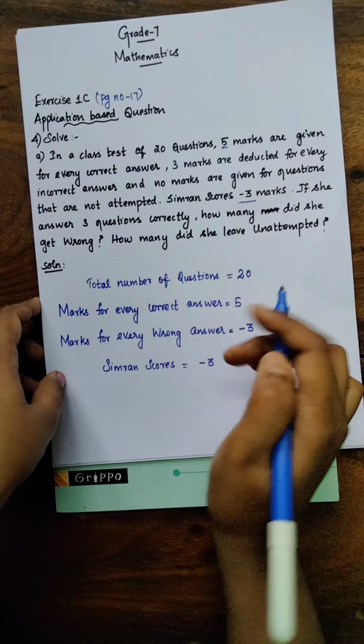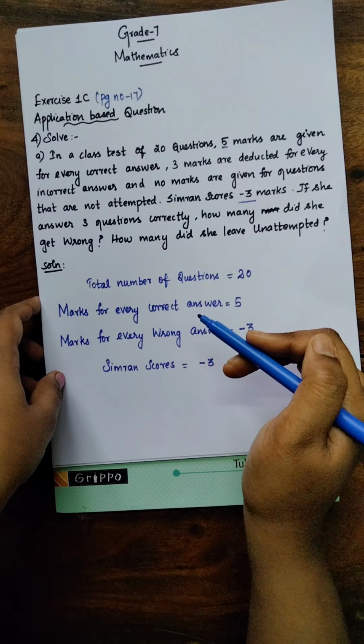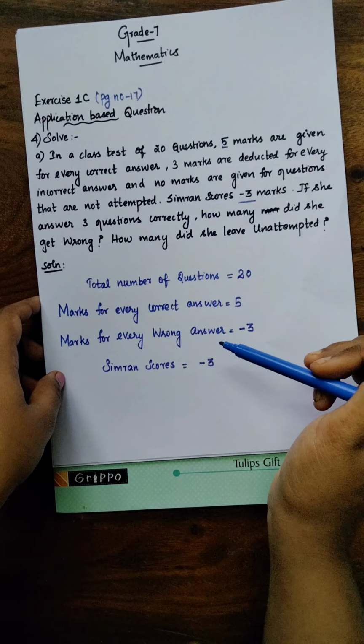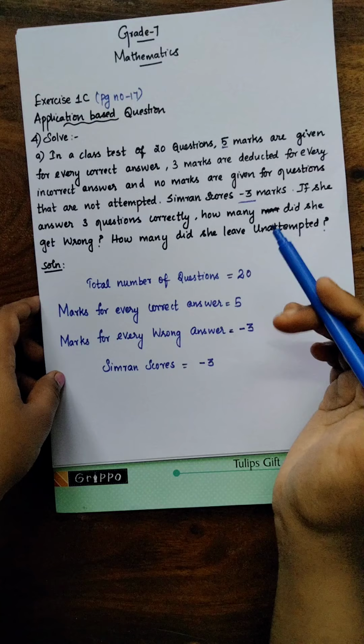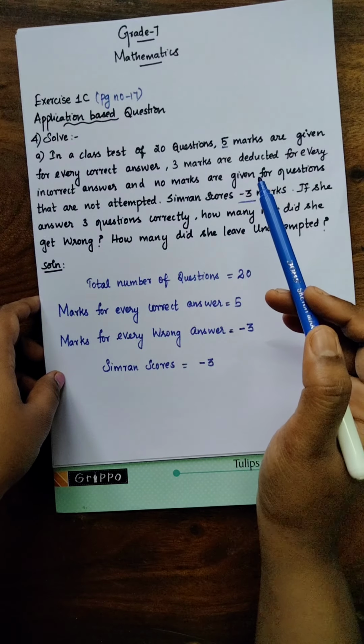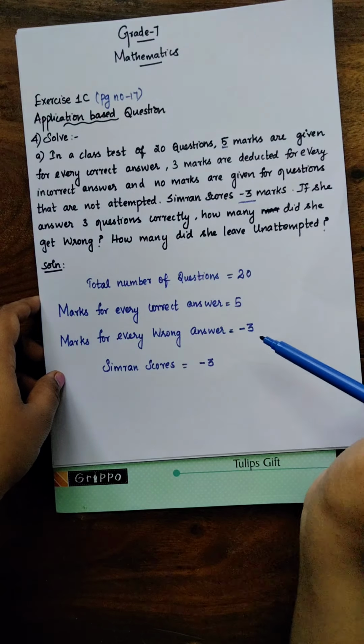First, the total number of questions is 20. Marks for every correct answer is 5. Marks for every wrong answer, they are reducing 3 marks, so I am writing it as minus 3. So Simran scores minus 3 marks.